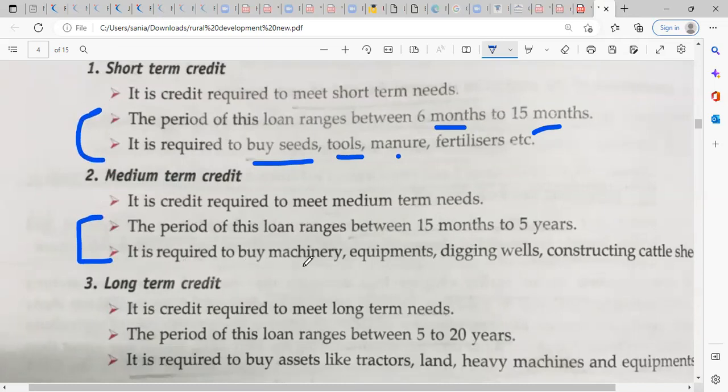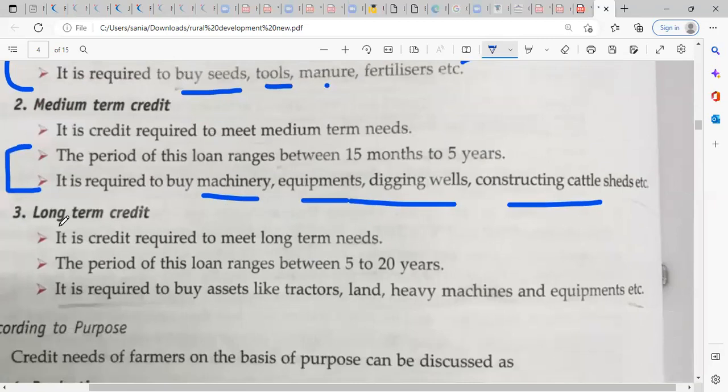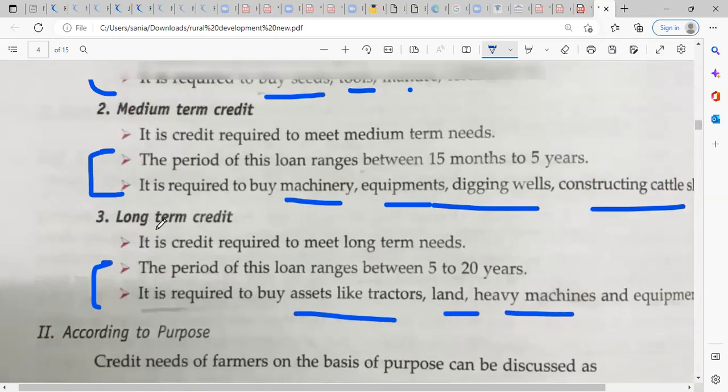And why are you taking this? To buy machinery, equipment, dig wells, construct cattle shelters, etc. And long-term credit is between 5 to 20 years. For example, if you want to buy a tractor, land, heavy machines and equipment, you go for long-term credit. So that was according to time.